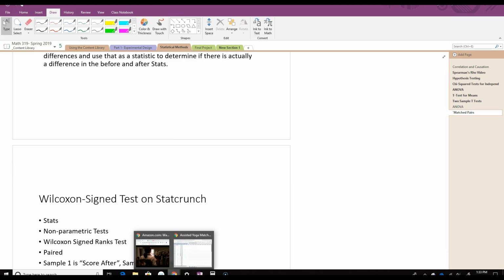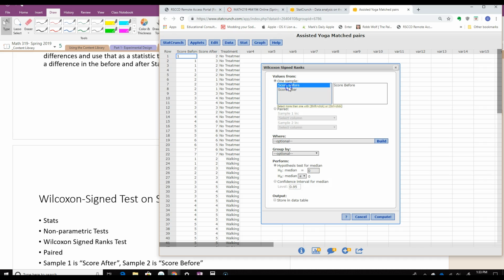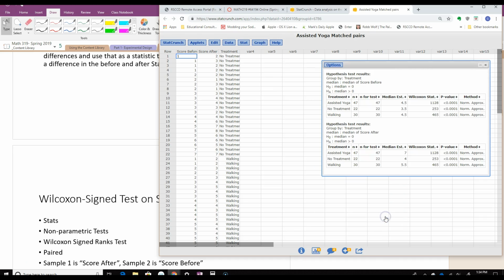All right, so we're going to go into StatCrunch, and in StatCrunch I have my assisted yoga matched pairs open. I'm going to go to Stat, and then non-parametrics, because that's what this one is, and it'll be the Wilcoxon signed ranks. Then I'm going to take the score before and the score after, and don't forget that we're going to have to group these by treatment. Here we set the null hypothesis that the median equals 0, and HA, our alternative, is that the median is greater than 0. And then I go in and compute.